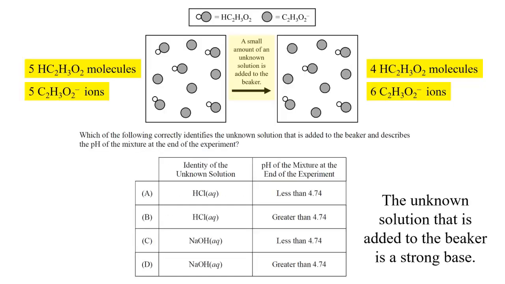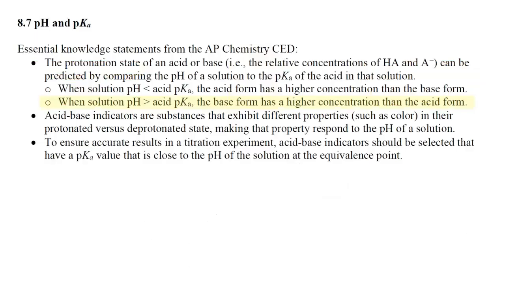Let's go ahead and eliminate choices A and B, which say hydrochloric acid. It must be choices C or D, sodium hydroxide, the strong base. Now, when the pH is greater than the pKa, this is topic 8.7, then you have more A- than HA. So when the pH is greater than the pKa, you have more of the conjugate base A- than the weak acid HA.